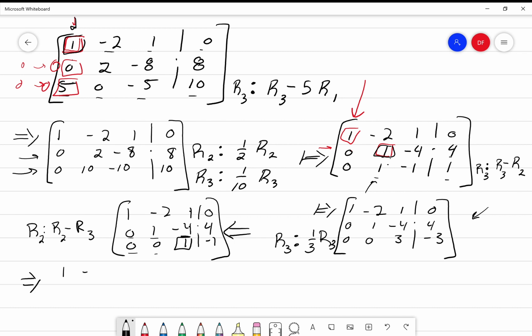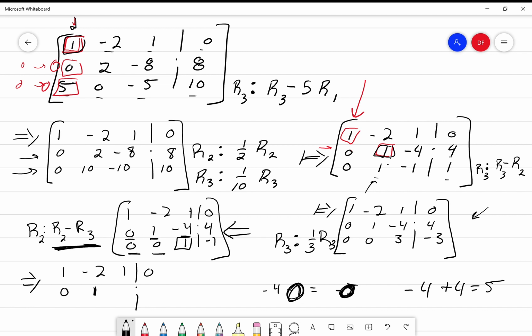So I have 1, negative 2, 1, 0. And then I will have row 2 minus row 3. So what's 0 minus 0 is just 0. 1 minus 0 is just 1. And instead of doing minus row 3, because then I will have negative 4 minus 1, which will give me negative 5. What I want to do is I want to subtract or add something so that I get 0. So I should do negative 4 plus 4 equals 0, right? So actually, I shouldn't do row 2 minus row 3.